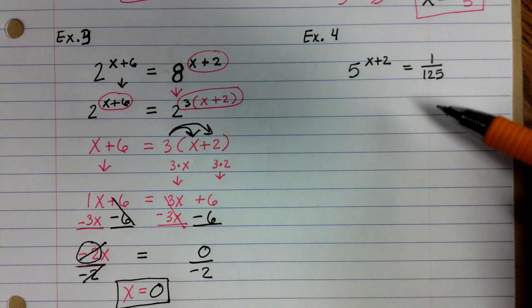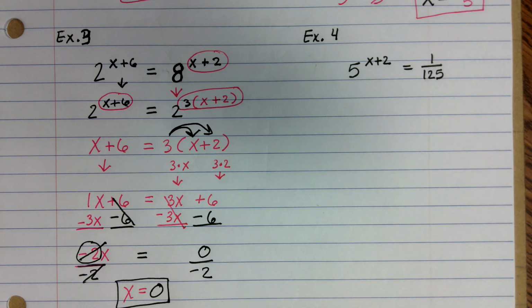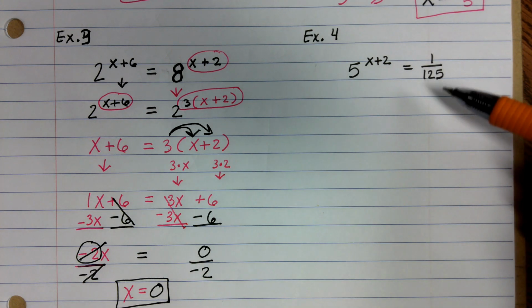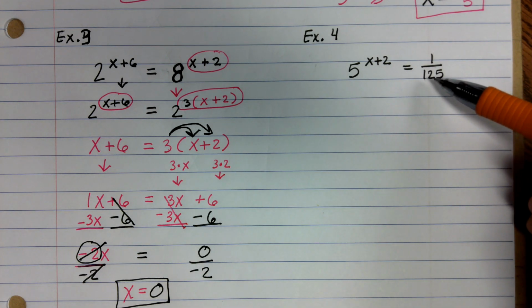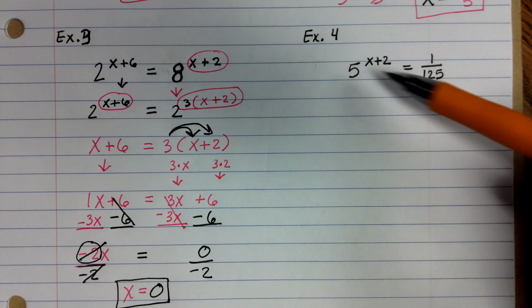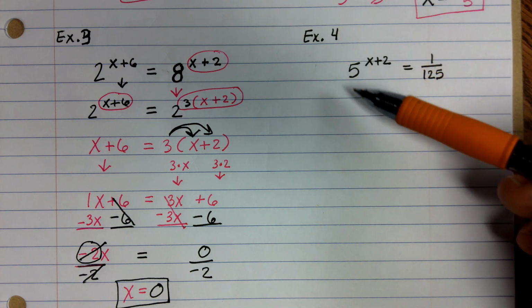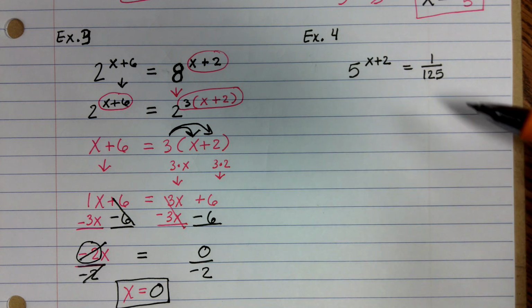So notice example 4 looks a little bit different because we have a rational number here. We have a fraction. Now hopefully when you see this, you'll recognize that this is 125 in the denominator. And we have a 5 here, so I know 5 can go into 125. So even though this is a fraction, that tells me that I can have the same base.